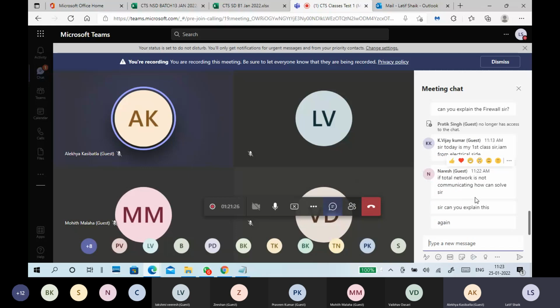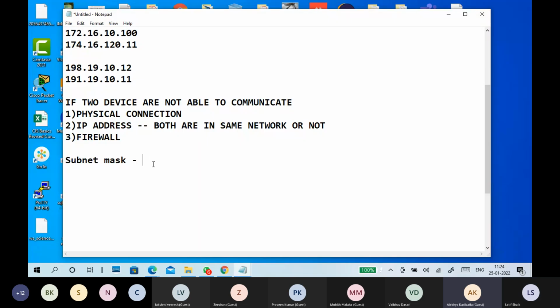Naresh asked one question. Okay, Vijay is from the electrical side, no problem. So continue. I'm not giving any shortcuts, we are going to repeat, but every class itself it will repeat. So if the total network is not communicating, how can it be solved, sir? Okay, the total network is not communicating. Can you explain this again? Yeah, we'll see that once.